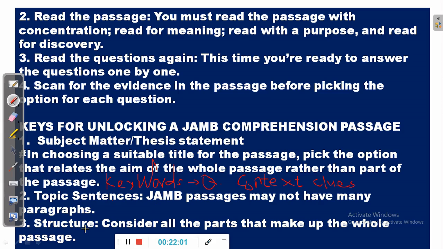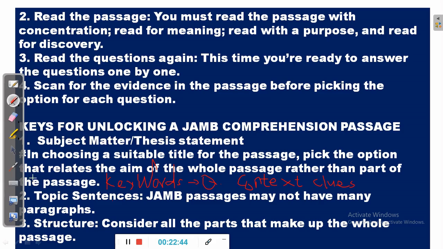Then the next is the structure. The structure of every piece of writing also gives you the key to unlocking the passage, or gives you an idea as to what it is really all about. Now, what do we mean by the structure? A structure is anything that is made up of different parts. So you need to consider the different parts of the passage, and then have the big picture, because all the various parts make up the whole passage. So you are considering all the parts in the manner in which they make up the whole.